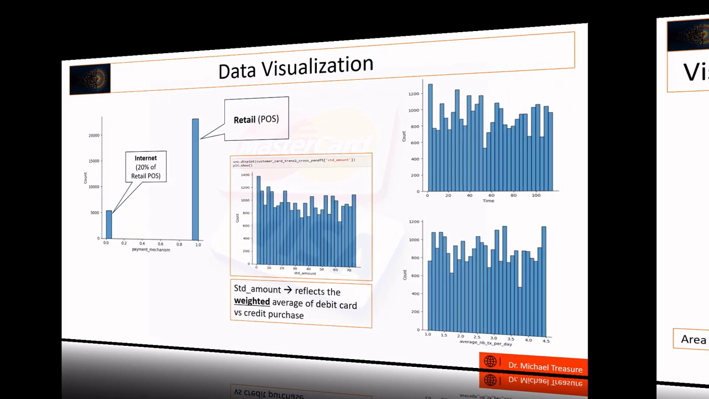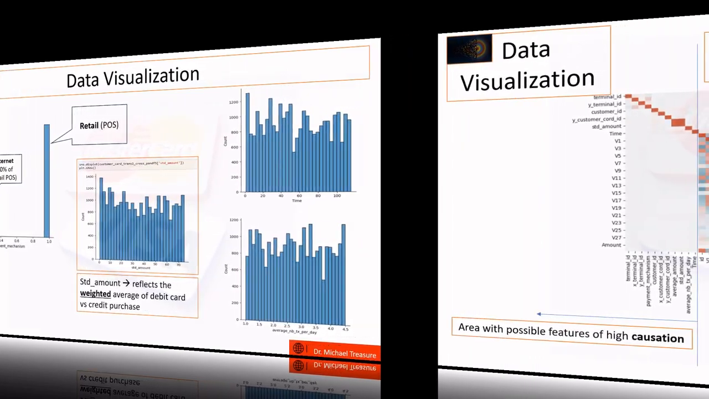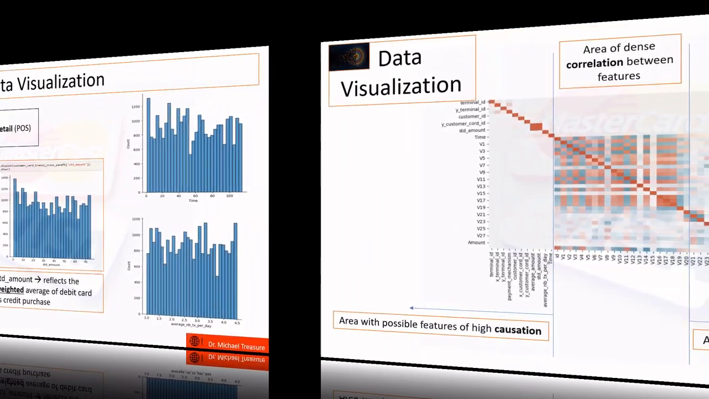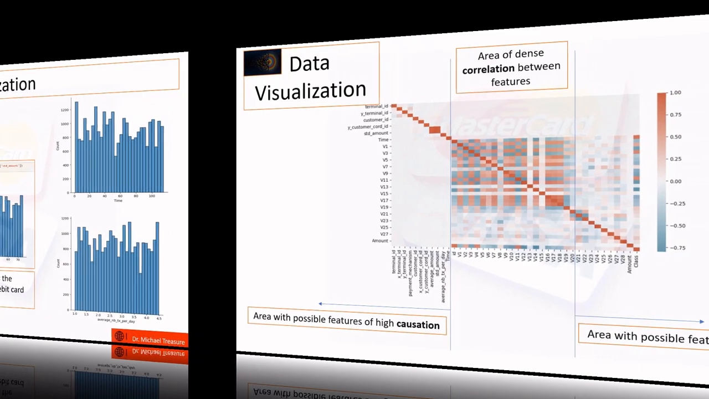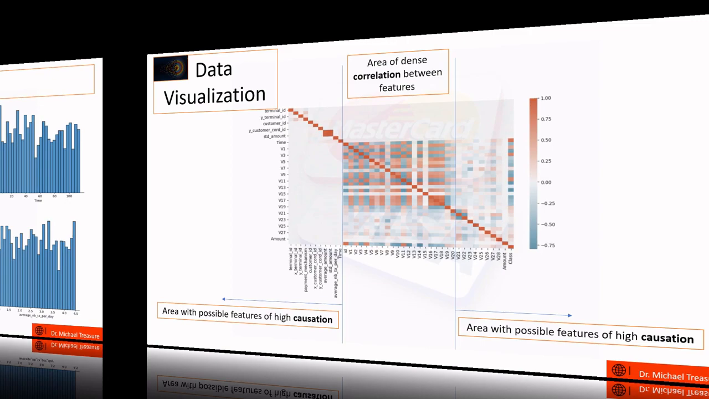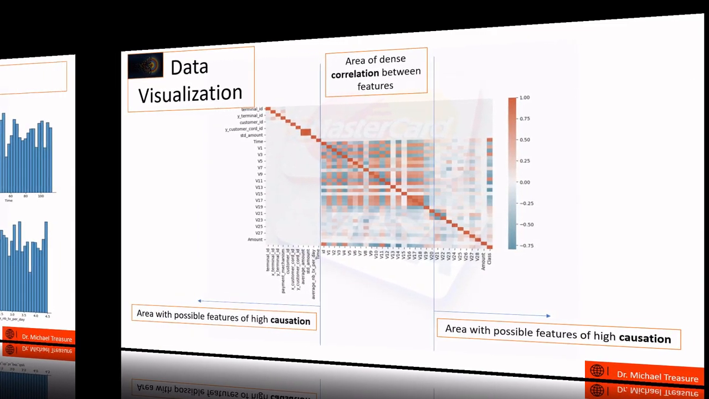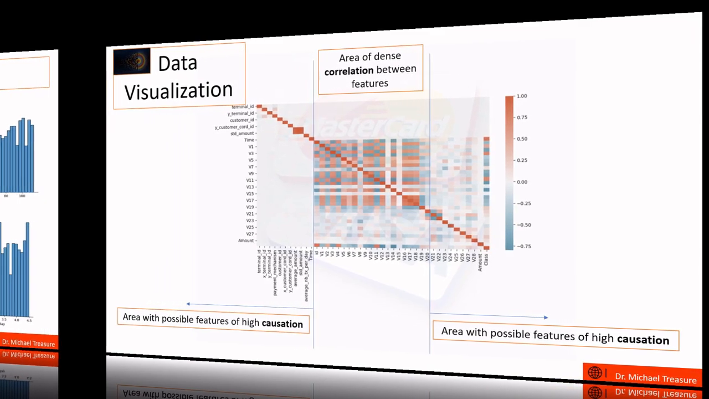What is shown here is a correlation map of the 42 features. In the middle highlighted area of the map, we see a dense correlation between most of the features from the original Kaggle credit card fraud 2023 dataset. We can see there are varying correlations between features.